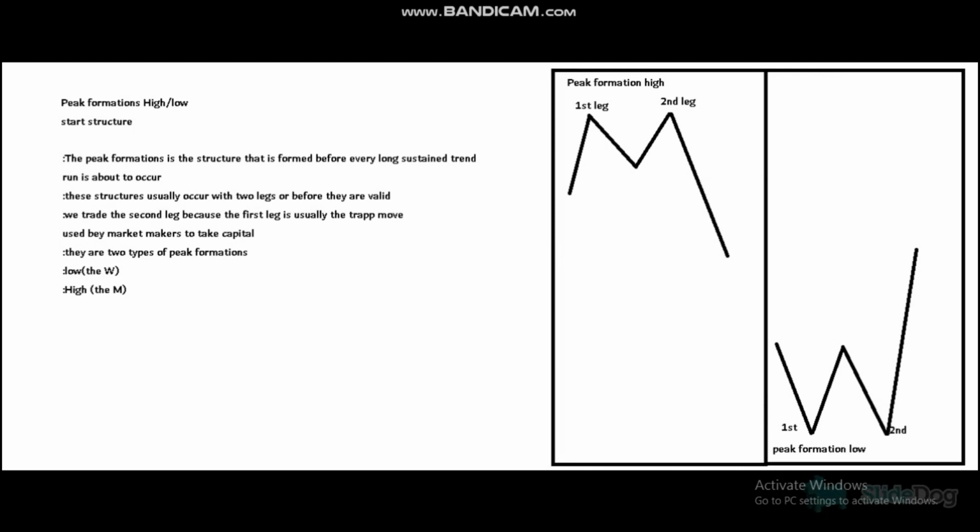So as you can see on the drawing there, we have the peak formation high with the first leg, second leg, that is being the M, beginning the downtrend cycle, level 1, level 2, level 3. And on the right side we have the peak formation low, which is a W, with the first leg, second leg beginning the uptrend cycle, more or less. So those are peak formations.